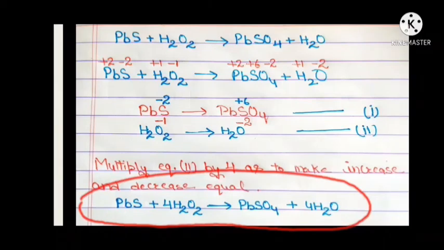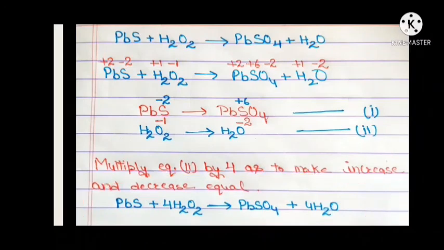Now check the equation properly. Are all the atoms balanced or not? See here, one Pb is there on this side and one is there on this side. How many sulfur atoms are there? 1. So 1 is there as well. See hydrogen, both sides 8 hydrogen atoms are there. So hydrogen is also balanced. Let's check oxygen atoms. Both sides 8 oxygen atoms are there. So oxygen atoms are also balanced.